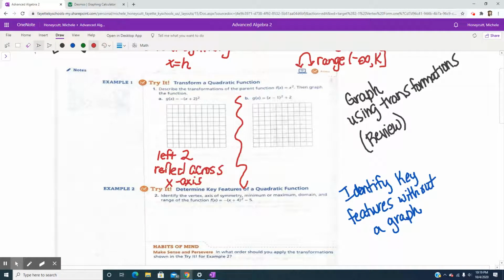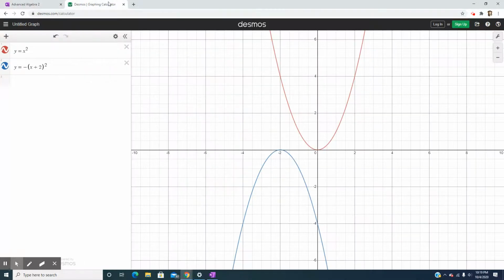I'm going to try to go back and fix that. Reflect across the x-axis. Okay, so then I've got Desmos right here. Here is the graph of x squared. The graph of x squared is right here. It's the parent function. So notice the parent function has a point at 0, 0.